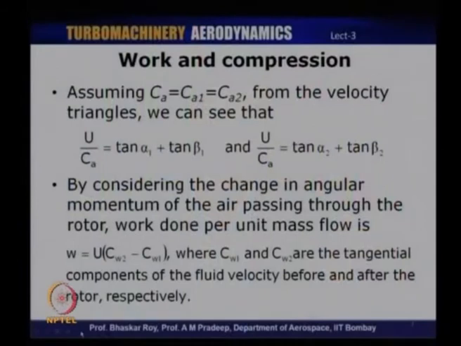So, the net work done for driving this rotor should be equal to this net change in momentum, which is why we have now written W, the work required for this compression process, as equal to the product of U and the net change in the angular velocity. So, U multiplied by delta Cw, that is, U multiplied by Cw2 minus Cw1, gives us the net change in angular momentum as it passes through the rotor, and this is basically equal to the work required or work done on the flow per unit mass.